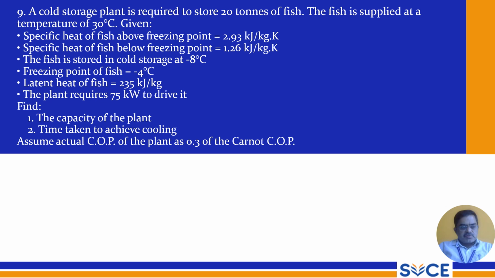The fish is stored in cold storage at -8°C. The freezing point of fish is -4°C. The latent heat of fish is 235 kilojoules per kg. The plant requires 75 kilowatts to drive it. So we have to find the capacity of the plant and the time taken to achieve this cooling. So two things we have to find.